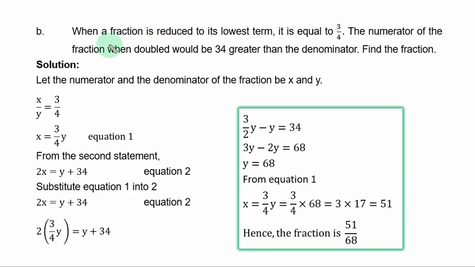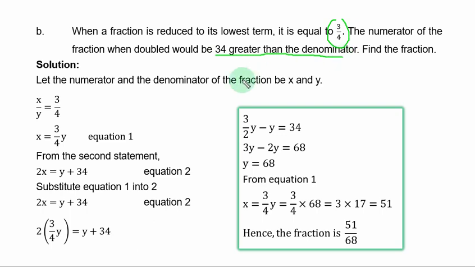Question 8b. When a fraction is reduced to its lowest term, it is equal to 3 over 4. The numerator of the fraction when doubled would be 34 greater than the denominator. Find the fraction.